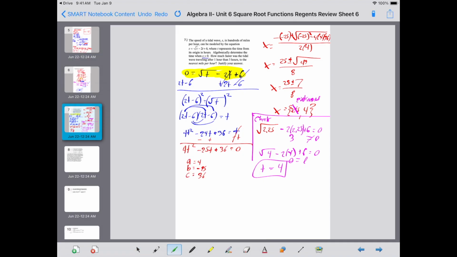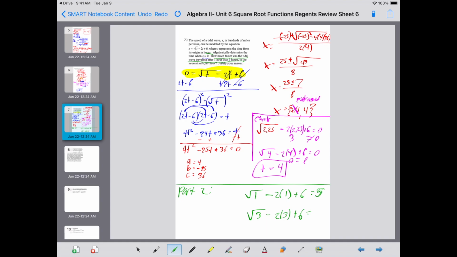There is a second part to this question. How much faster was the tidal wave at 1 hour than 3 hours? T is time in hours, so you just have to plug in. So at 1 hour, it'll be radical 1 minus 2 times 1 plus 6. At 3 hours, it'd be radical 3 minus 2 times 3 plus 6. Square root of 1 minus 2 times 1 plus 6 is 5. So the speed was 5.